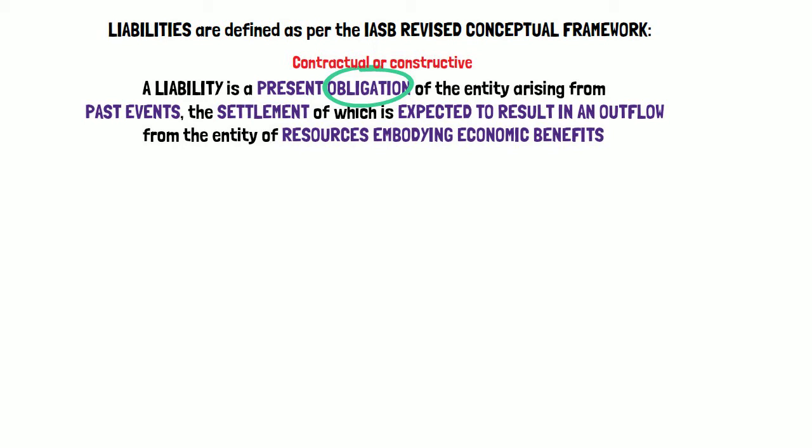So a liability is a present obligation, contractual or constructive, of the entity arising from past events, the settlement of which is expected to result in an outflow from the entity of resources embodying economic benefits. In many cases, this outflow is cash, but it can be any type of economic resource or any type of resource that produces economic benefits. Okay, that's enough on liabilities.